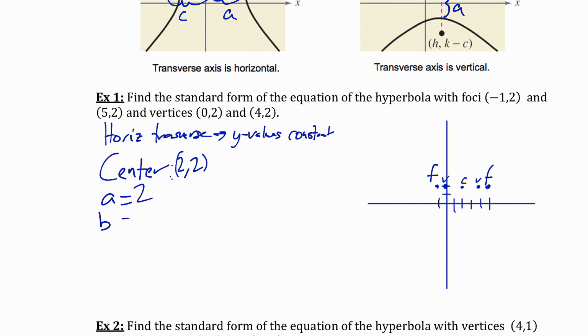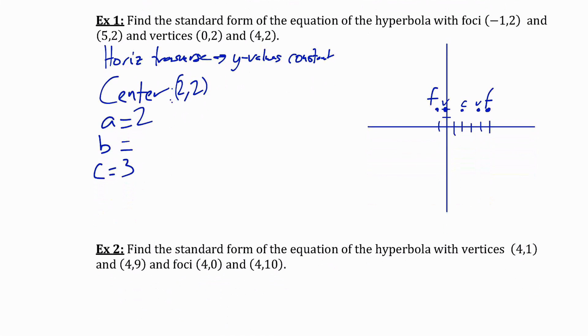We don't know B, we'll calculate that in a minute. Our C value is the distance from the center to a focus, and that's going to be a whopping total of 3. Now again, if we have A and C, we can use the C squared equals A squared plus B squared formula. Again, it's plus this time instead of minus like last time. Plug in what we know.